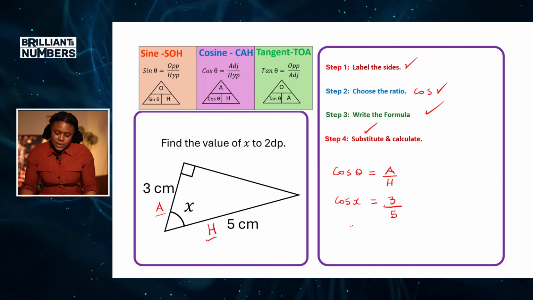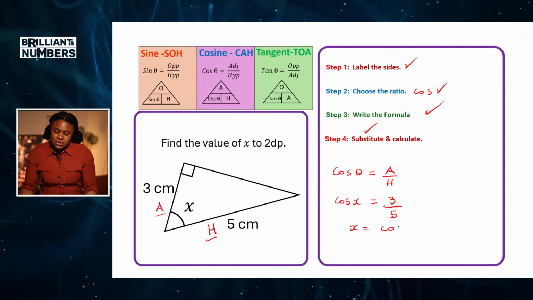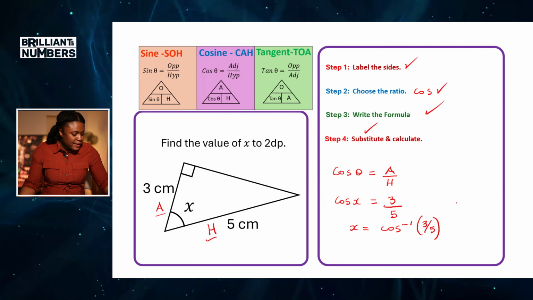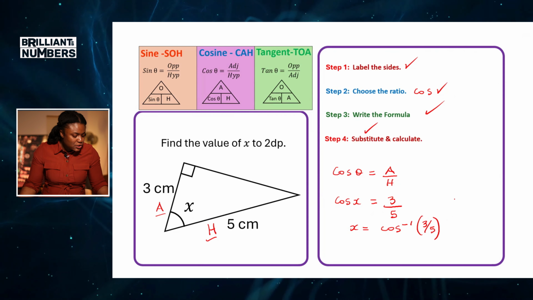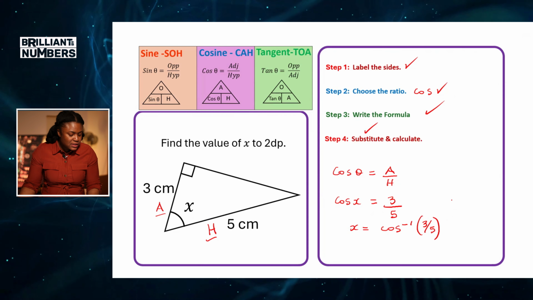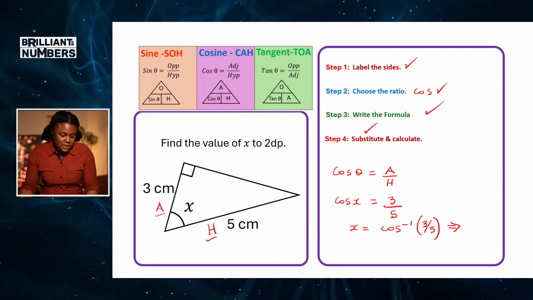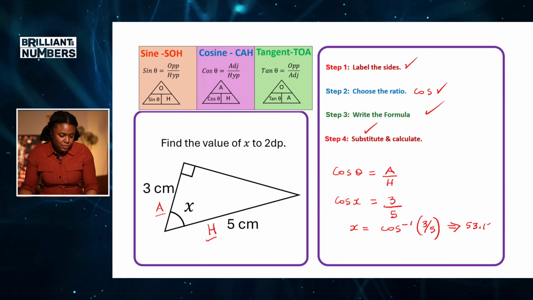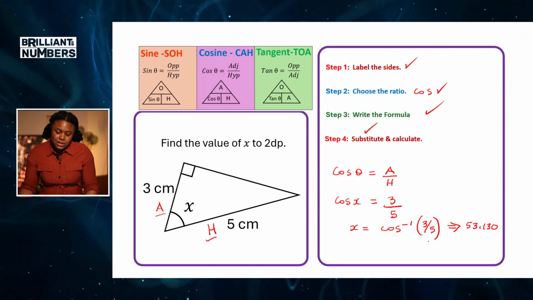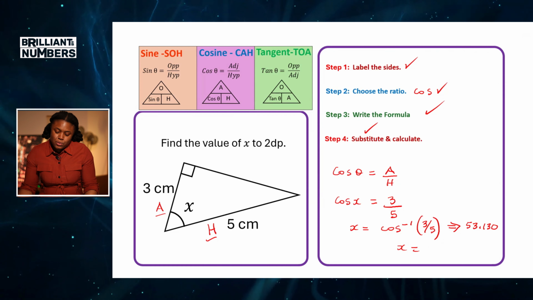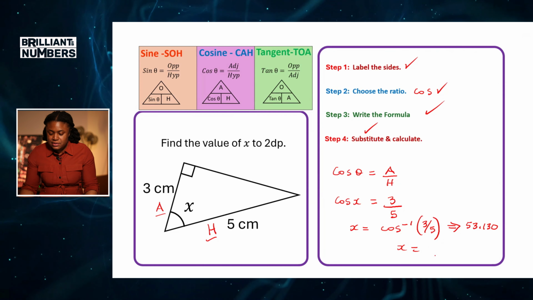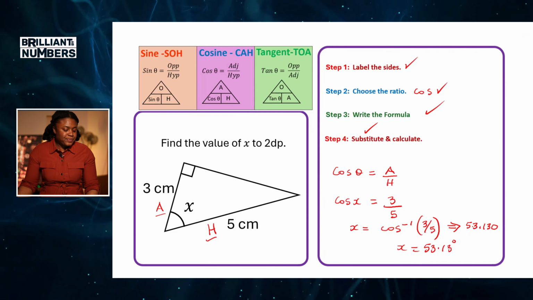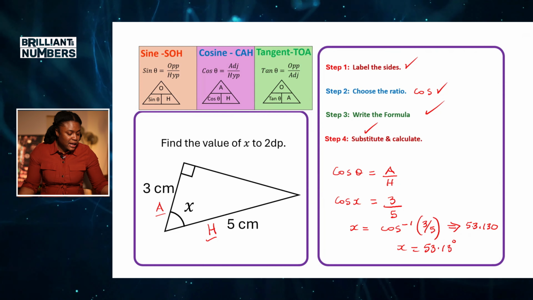So then I know x will be equal to cos inverse of 3/5. I then put that in my calculator. So cos inverse of 3/5, I'm going to write my answer to 3 dp's, which is 53.130. I need 2 decimal places, so 1, 2, other number is 0. So the answer is 53.13 and degrees. Okay, well done.